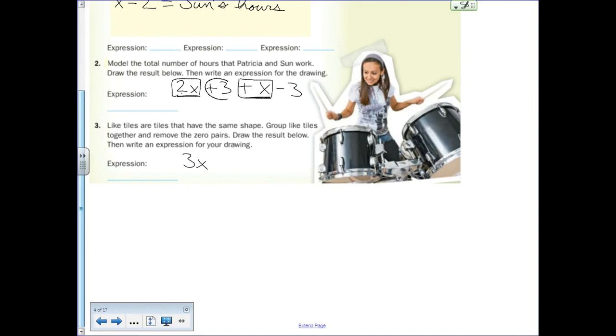Then we have this positive 3 and this negative 2. When it talks about removing 0 pairs, if you think back to when we used number counters way back at the beginning of the year, we represented positive 3 with 3 pluses, and we represented negative 3 with 3 negatives, and we can match up positives and negatives. What's 3 minus 3? It's 0. So we're not going to have to add anything to this 3x. We just have 3x as our expression.